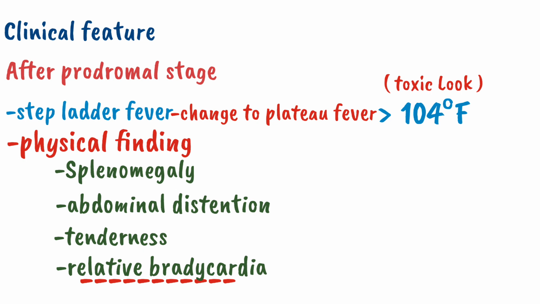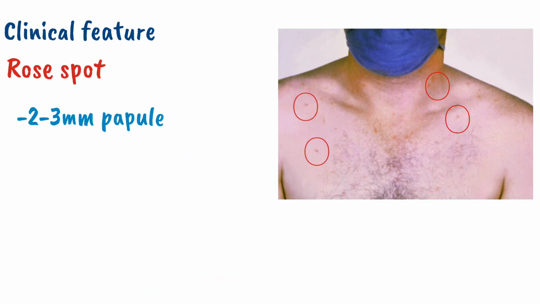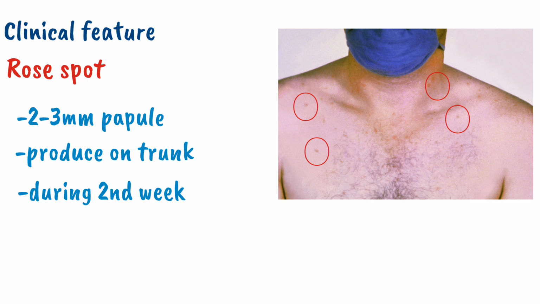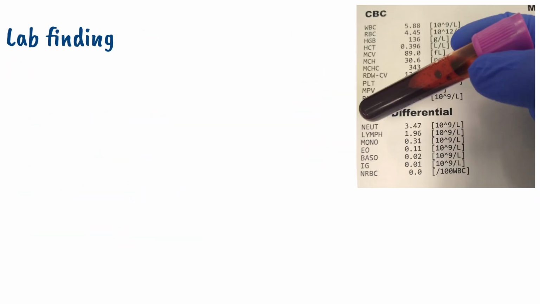Other than this, the patient also develops rose spots. The rose spots are 2 to 3 mm papules, usually developing on the trunk during the second week of typhoid, and they fade on pressure. It was all about the signs and symptoms in typhoid fever. Now let's discuss the lab findings.